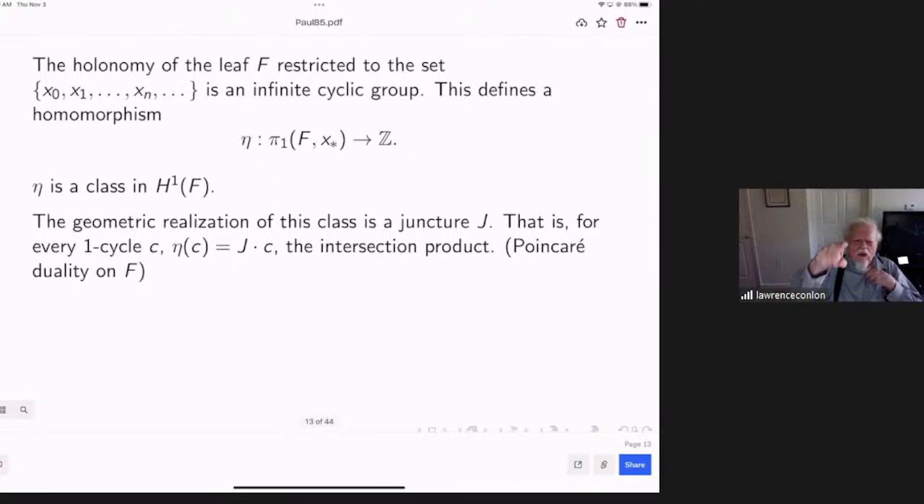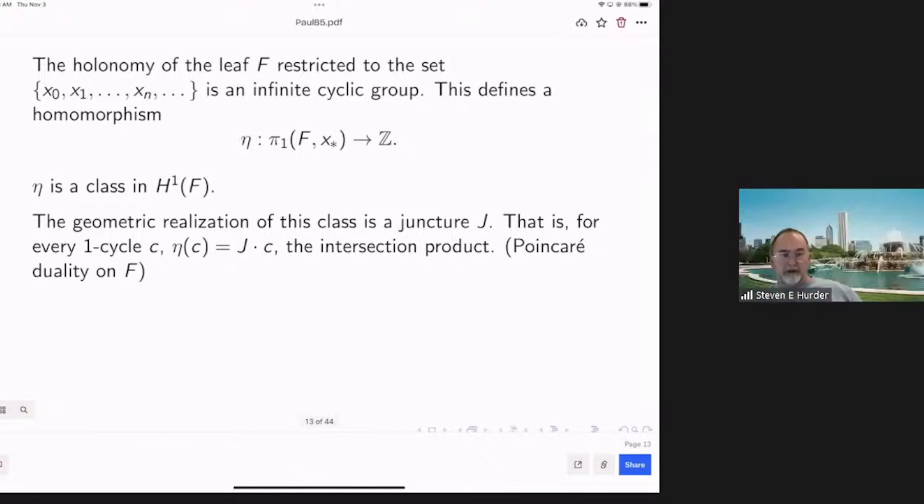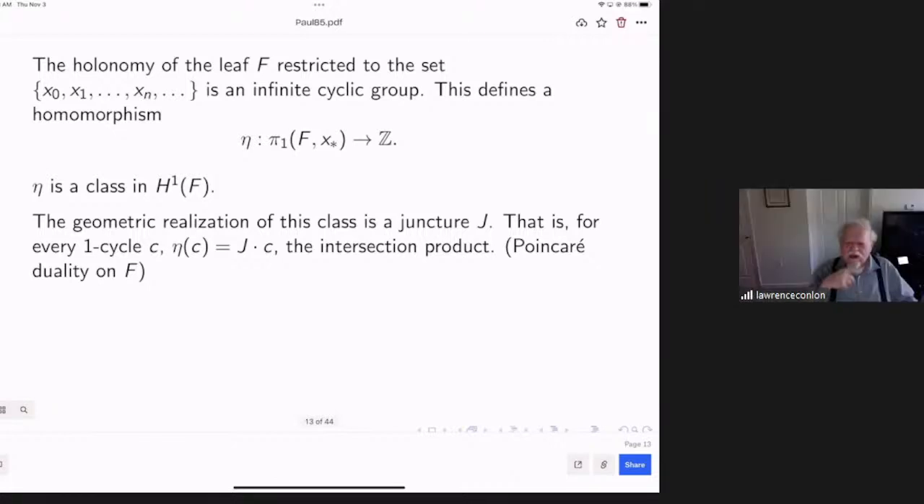Because the holonomy of the leaf, if you restrict it to this set of points where L is intersecting the transversal and that are accumulating to the base point of the leaf, the restricted holonomy of the leaf to that set is infinite cyclic. And so that defines a homomorphism very simply from the fundamental group of the compact leaf to the integers. But in the Thurston theory, you use the derivative to define that map. This has nothing to do with derivatives. All of this works C0.